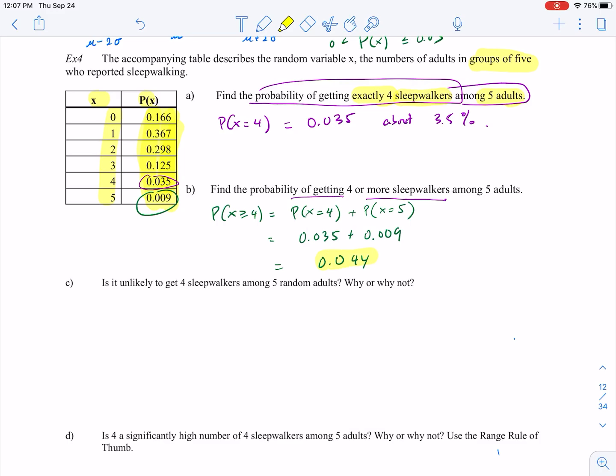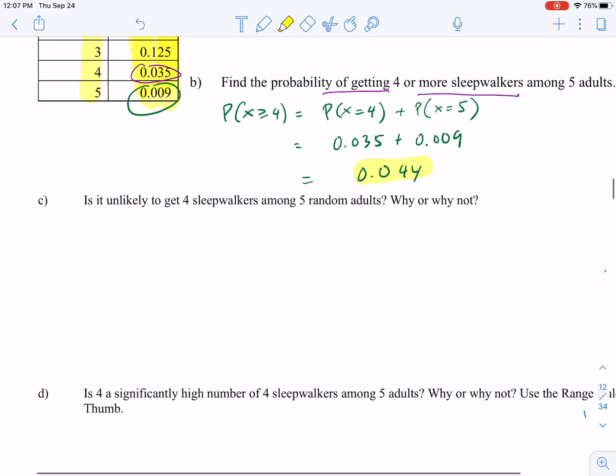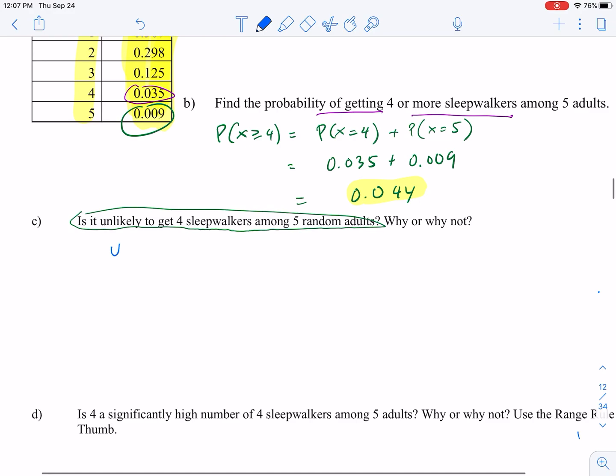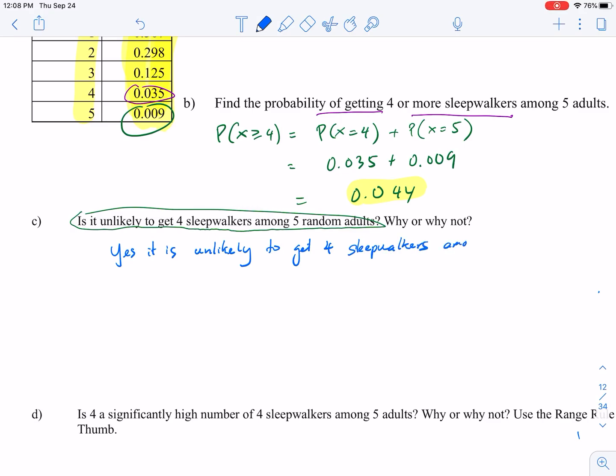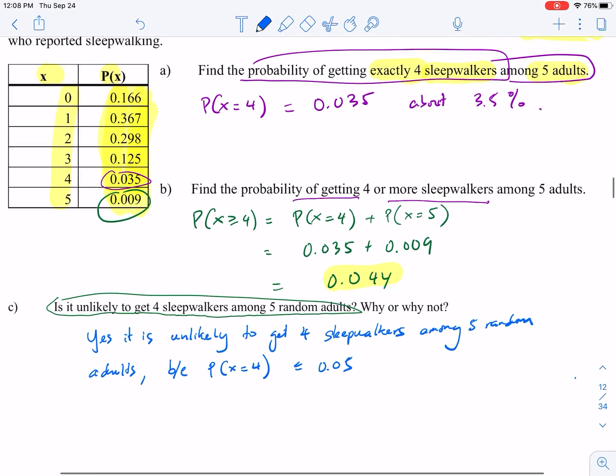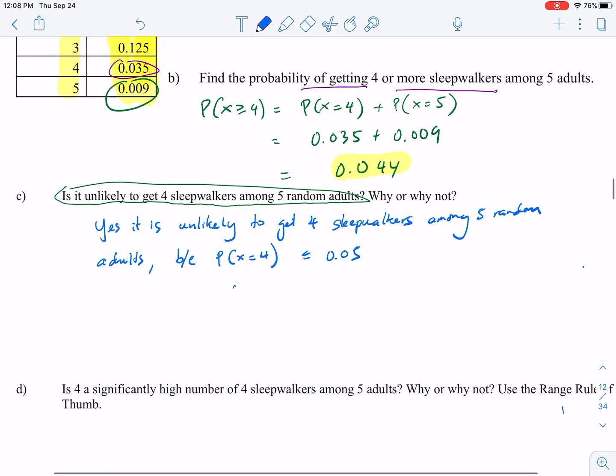Now the question asks, is it unlikely to get 4 sleepwalkers among 5 adults? Is it unlikely for us to go out there and say, here's a group of 5 random adults, and 4 out of 5 are sleepwalkers? The answer is yes, it is unlikely to get 4 sleepwalkers among 5 random adults. Why? Because the probability of x equal to 4, which we found up here, is 0.035, and 0.035 is less than or equal to 5%. So that's how you answer that question.